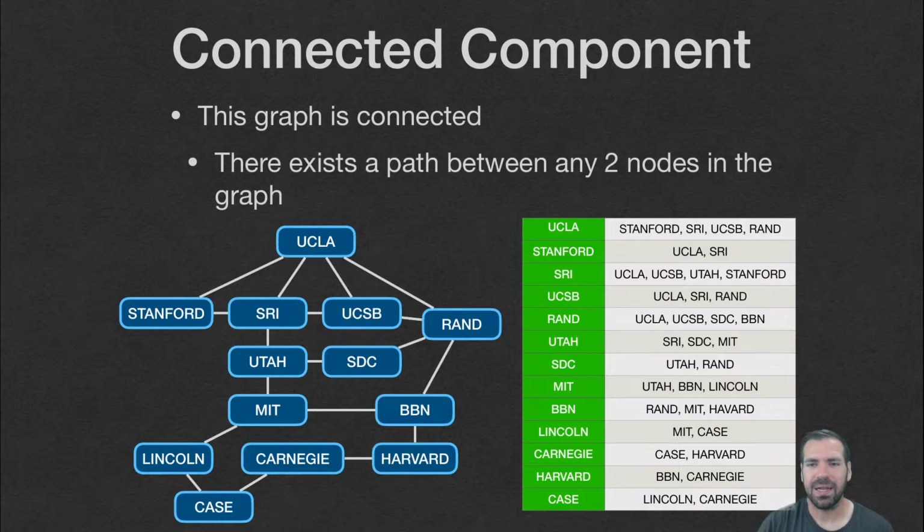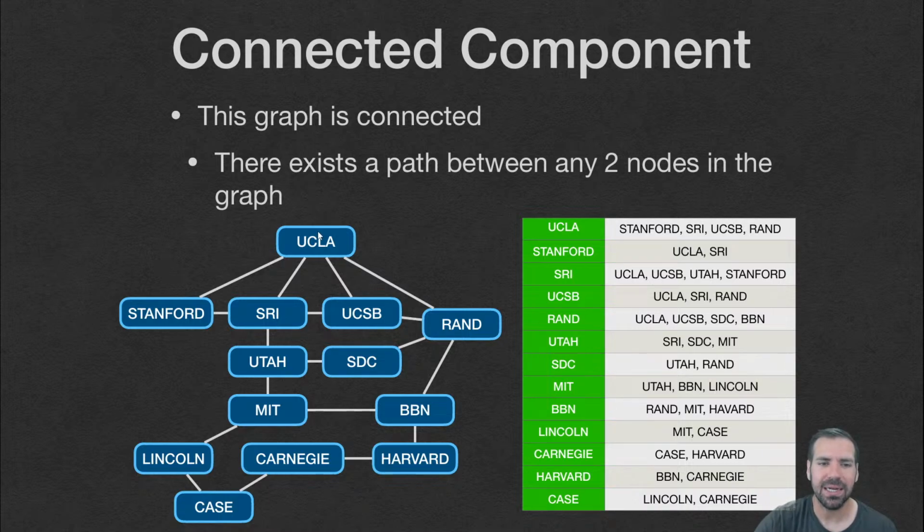And let's define connected component. The connected component of a graph is any subset of nodes where every node in that subset is connected by a path between those 2 nodes. And if the entire graph is one connected component, that means the graph is connected.